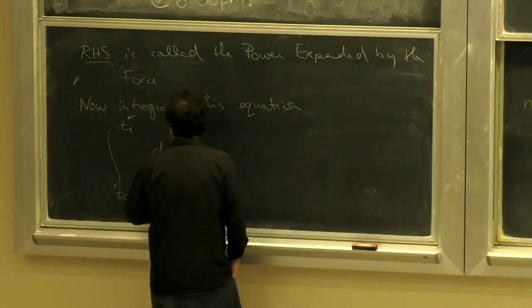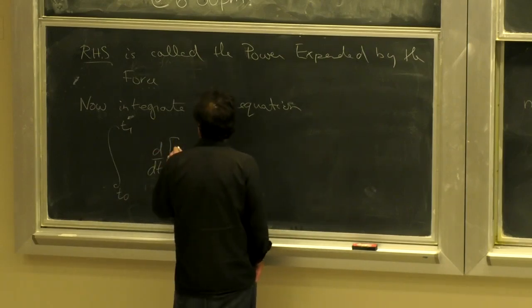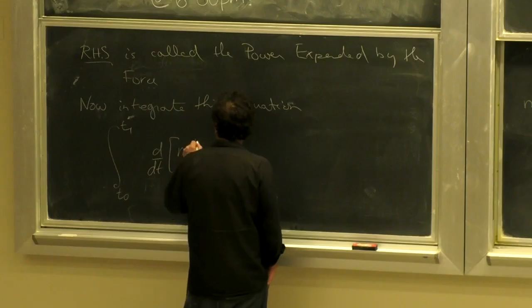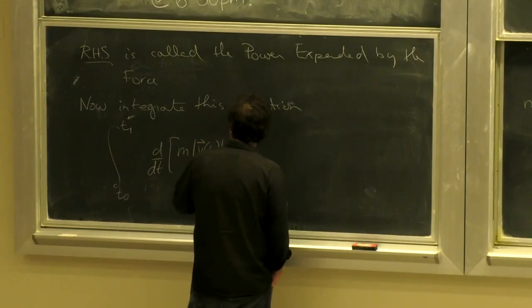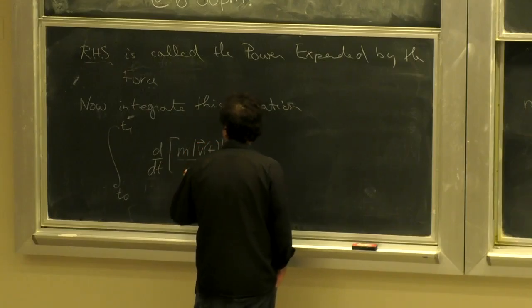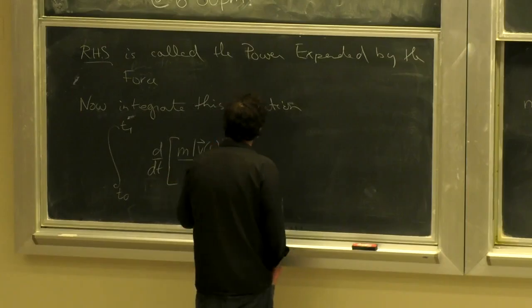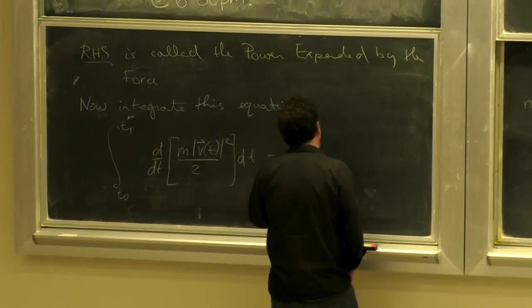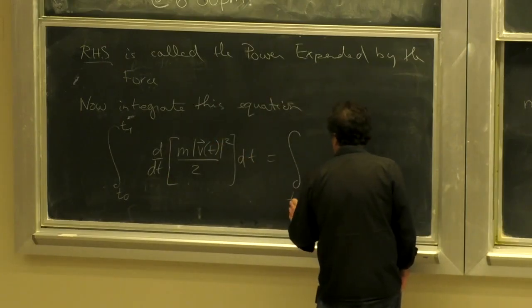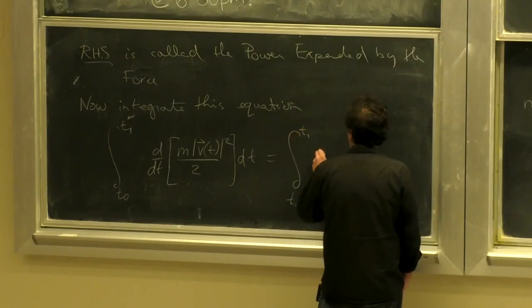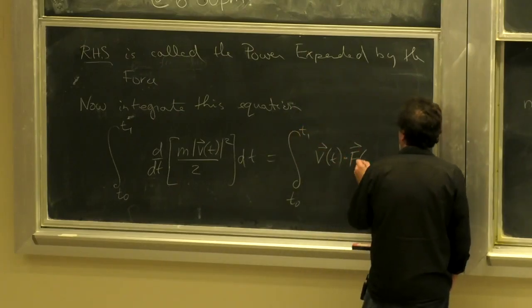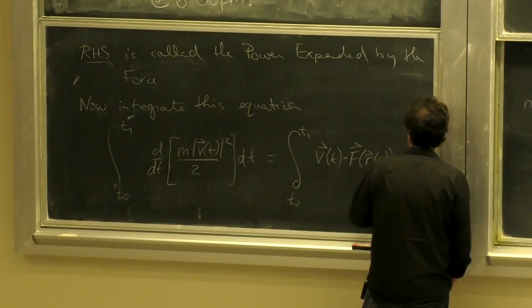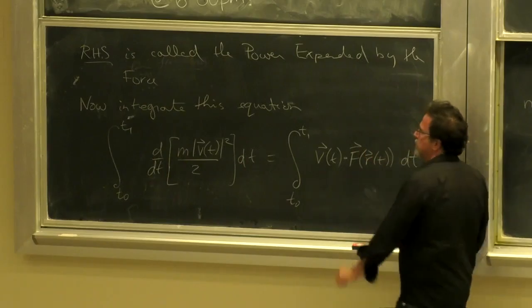And that is d by dt of m modulus of v, and I'm going to emphasize that this is a function of t, squared over 2. I integrate that with respect to t. And whatever I do to the left-hand side, I best do to the right-hand side. V vector, I'm going to emphasize that it's a function of t, dotted into f, which is a function of r of t. And I'm integrating that with respect to t.